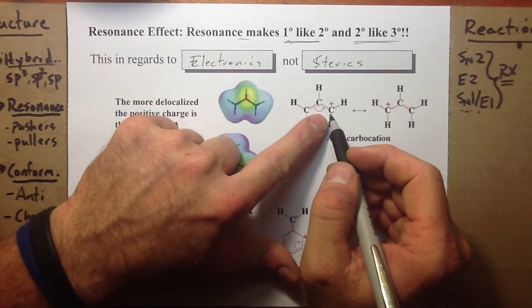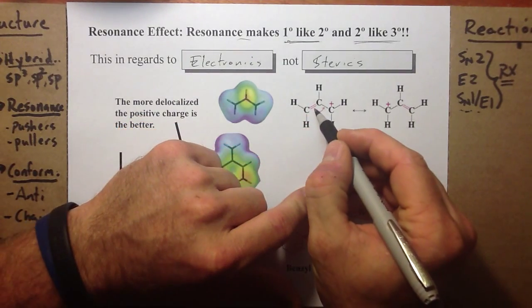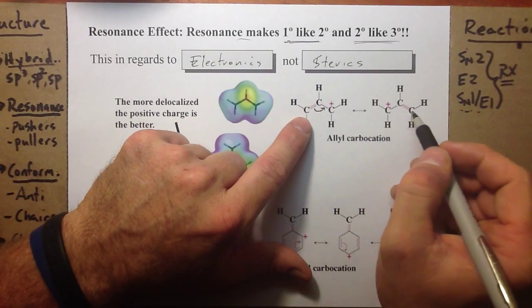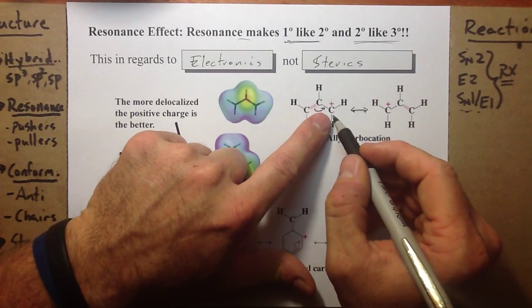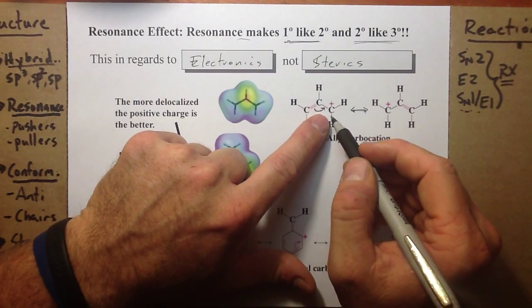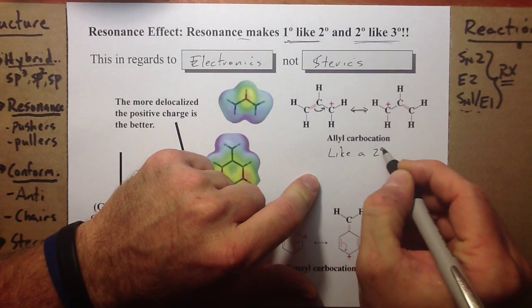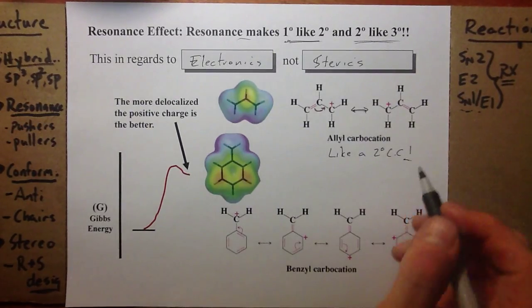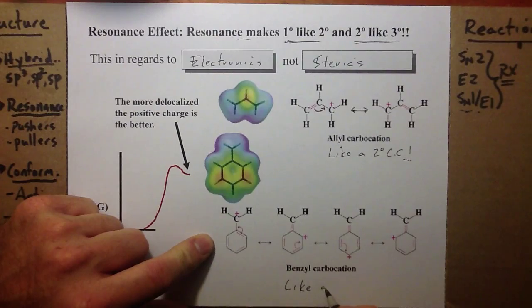The stability of the positive charge is like that of a secondary carbocation. So this primary is next to a double bond. That double bond can move over, and we have now two resonance forms that stabilize the primary carbocation. This is like a secondary carbocation in terms of stability. This primary is also like a secondary.